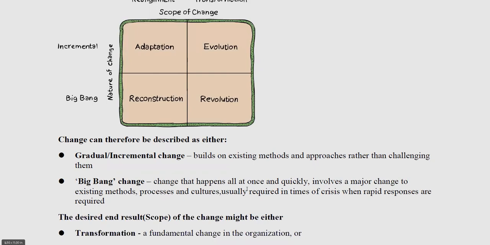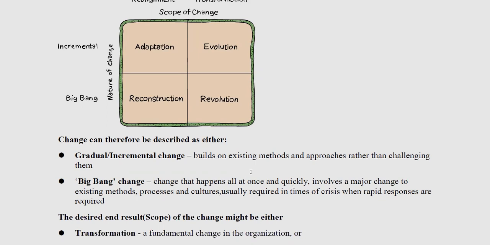So with big bang, mostly you have to use reactive, right? Reactive change and planned change, because maybe a new competitor came into the market and is taking all of your customers. That's significant, you need to react immediately. You can't make it gradual. You need to change immediately.